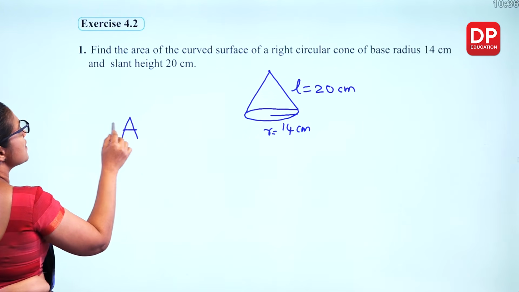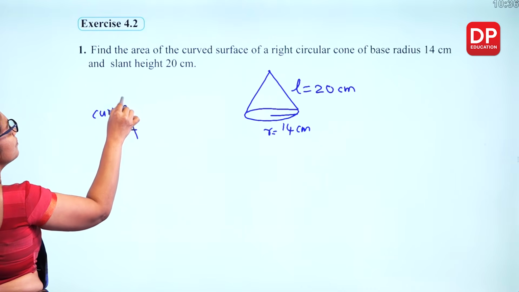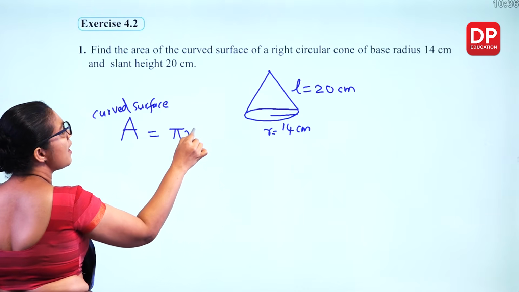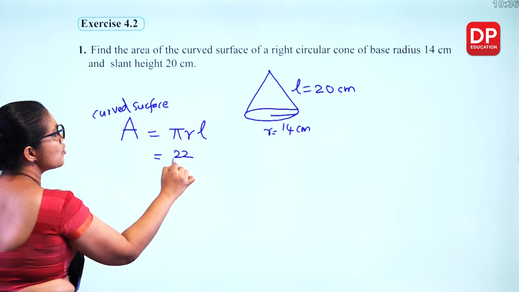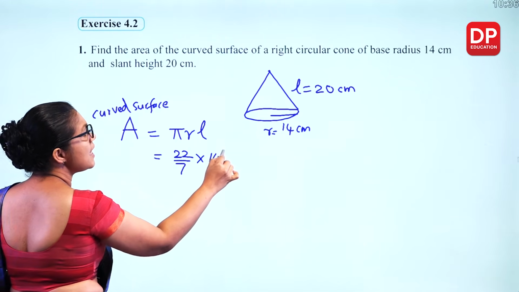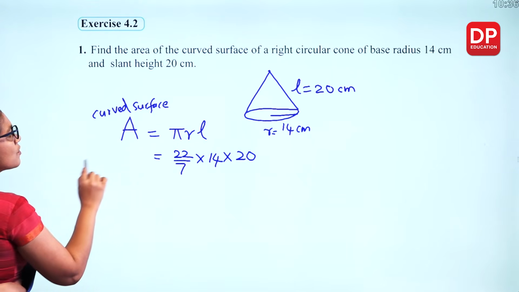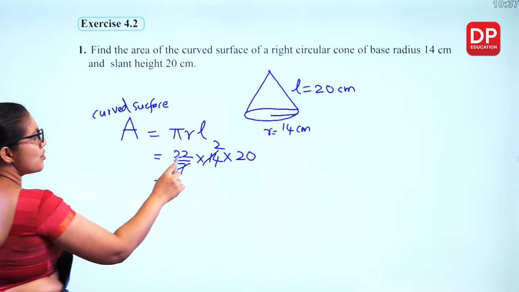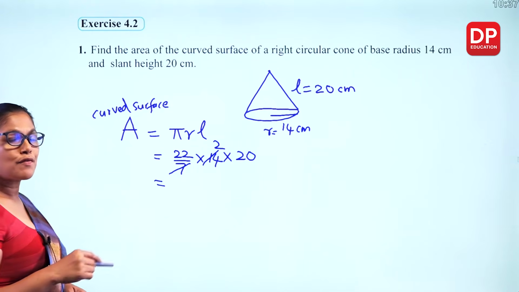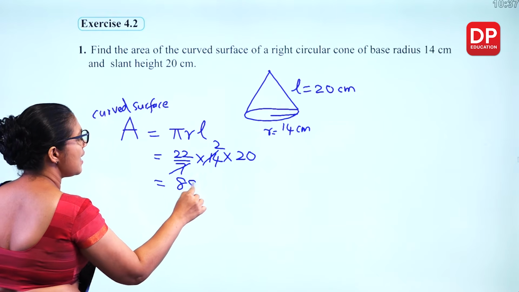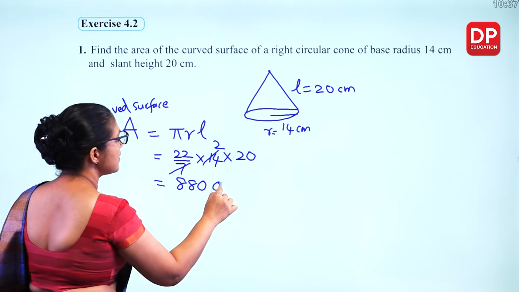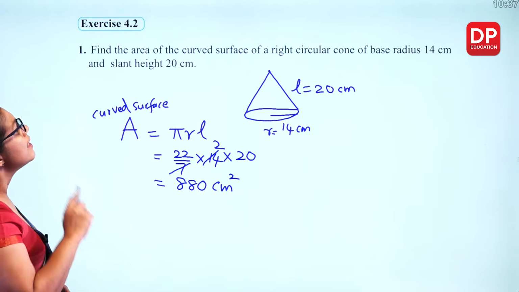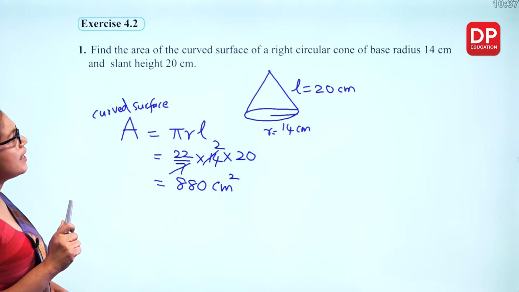So curved surface area, only we are taking pi r L. So pi is 22/7, r is 14 and L is 20. So when you simplify, 7 times 2, 2 times 22, 44, 44 times 2, 88 and then put a 0. So 880 square centimeters is the curved surface area.